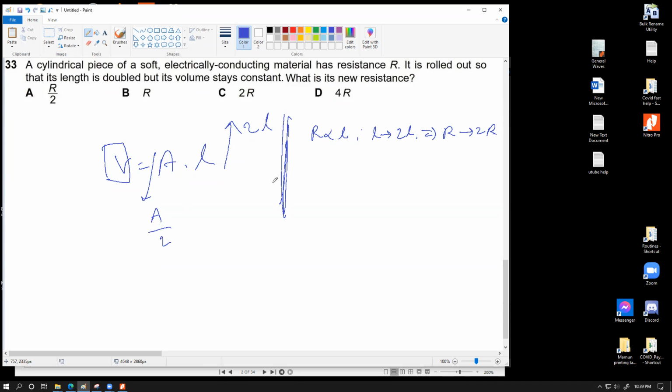Second thing is, because it was rolled out and the cross section area became half, R is also proportional to 1 upon A. Here A was converted into A by 2, which should be leading to what? Resistance should become what, more or less? When the cross section area becomes less, what happens to the resistance? Resistance becomes more. So now the R should become 2R. That's basically it. You can see that the length change factor will cause a doubling of the resistance. The cross-sectional area factor will also cause another doubling. So if you multiply these two numbers, the total change of R should be 4 times.